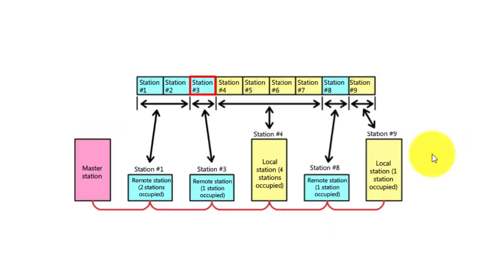You can see this is another picture of the master and slaves. Station 1 is the master station, which is one PLC, communicating with other devices like remote IO modules and PLCs. Then station 1, station 2, station 3, 4, 5, 6, 7, 8, 9. You can see this is the local station, the other PLC, and these are the remote stations.